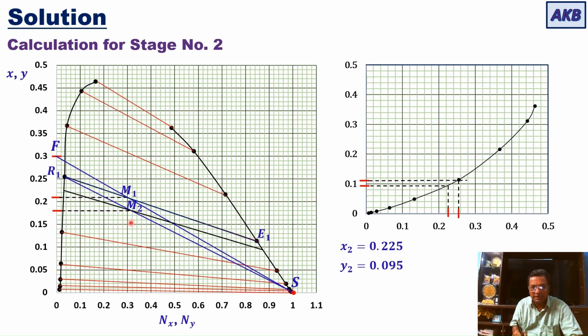So I will draw the tie line. This black color tie line will be the tie line that I need. Then the endpoints I am going to denote by R2 and E2. The x coordinate of R2 is X2, 0.225, and the y coordinate of point E2 is 0.095. I'll be using these values for doing remaining calculations for stage number 2.